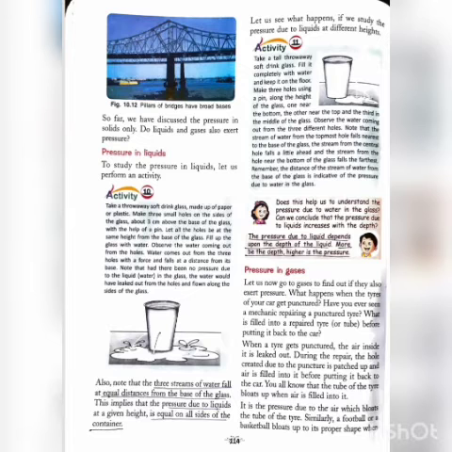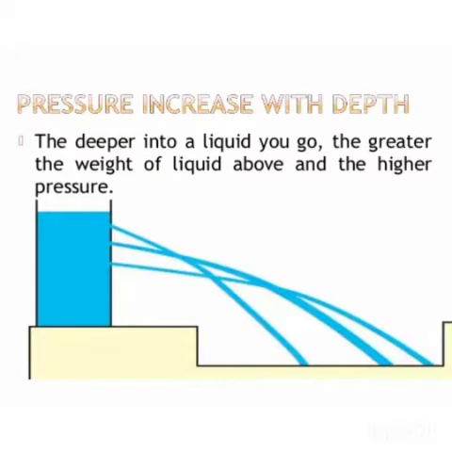Now we will discuss pressure in liquids. Let us study pressure due to liquids at different heights. Take a thermocol glass, fill it completely with water and keep it on the floor. Make 3 holes using a pin along the height of the glass, one near the bottom, another near the top and the third in the middle. Observe the water coming out from the 3 different holes.